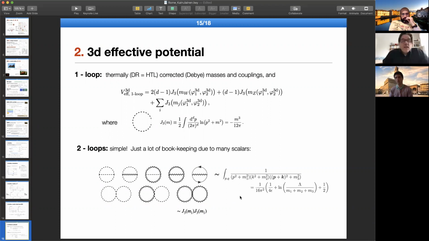The other thing we are using is the 3D effective potential, which already has the corrected Debye masses from the dimensional reduction. Then you only need to add one-loop corrections and two-loop corrections. This is actually all very simple; these are very simple integrals. There are just so many of them that the bookkeeping is a little bit hard, but otherwise it's quite a straightforward calculation. No more of that.